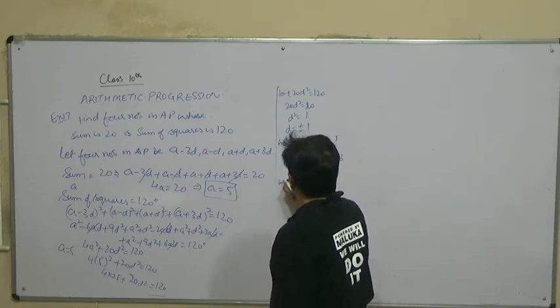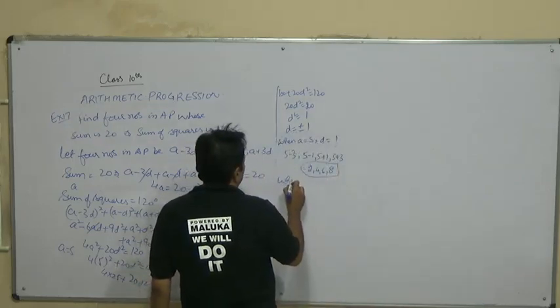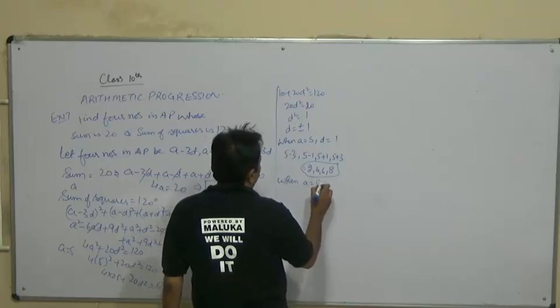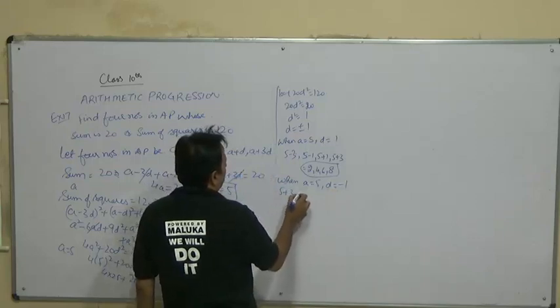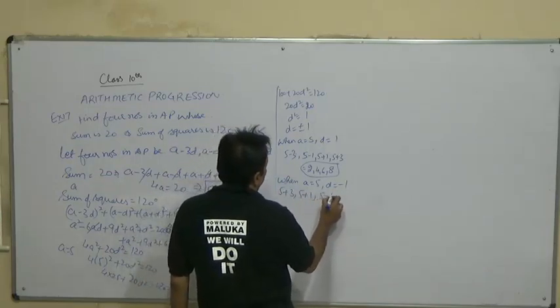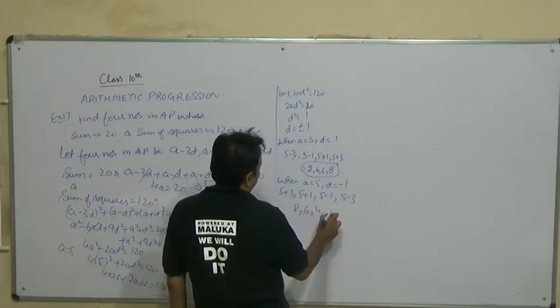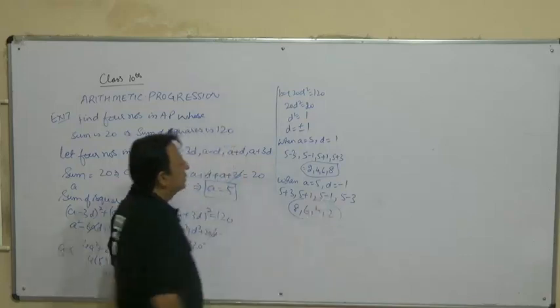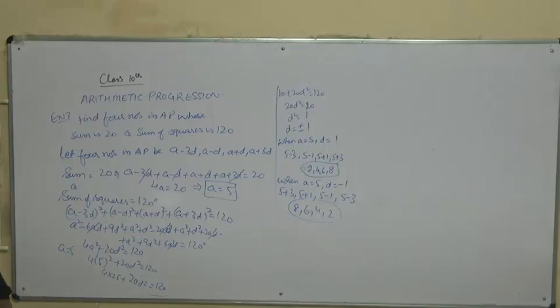And when a is equal to 5 and d is equal to minus 1, this will be 5 plus 3, 5 plus 1, 5 minus 1, 5 minus 3. So this comes out to 8, 6, 4, 2. So these are the numbers, 4 numbers in AP whose sum is 20 and whose sum of squares is 120. Then next is the 18th question.